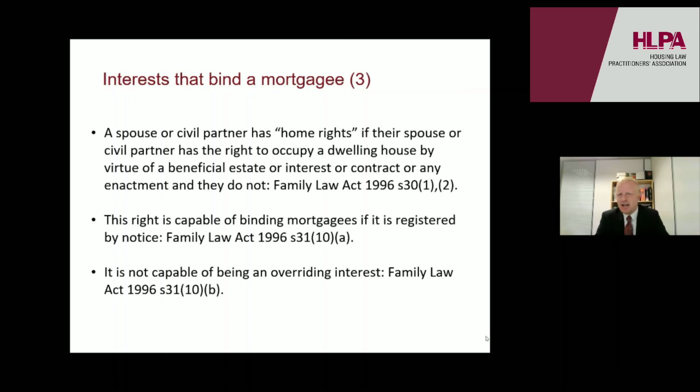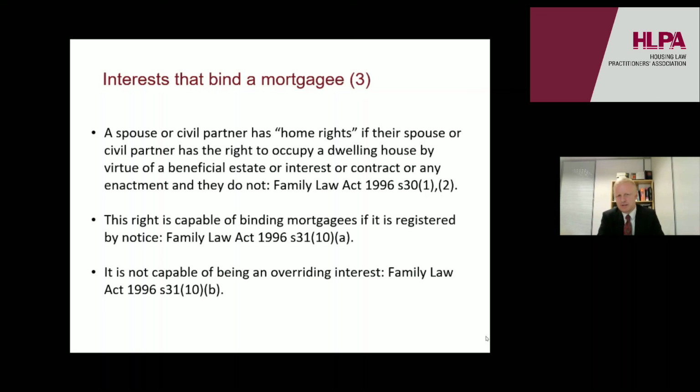The next situation is where a spouse or civil partner has home rights. They'll have home rights if their spouse or civil partner has the right to occupy a dwelling by virtue of a beneficial estate or interest or contract or any enactment, and they do not. So in short, you've got one person in the relationship. Historically, and I'm trying not to do this, it would have been the husband who was the legal owner, but it obviously doesn't have to be.